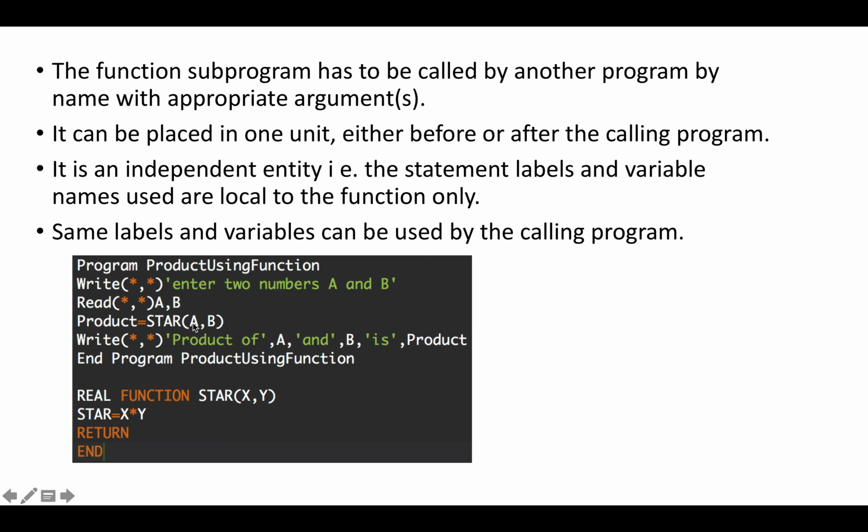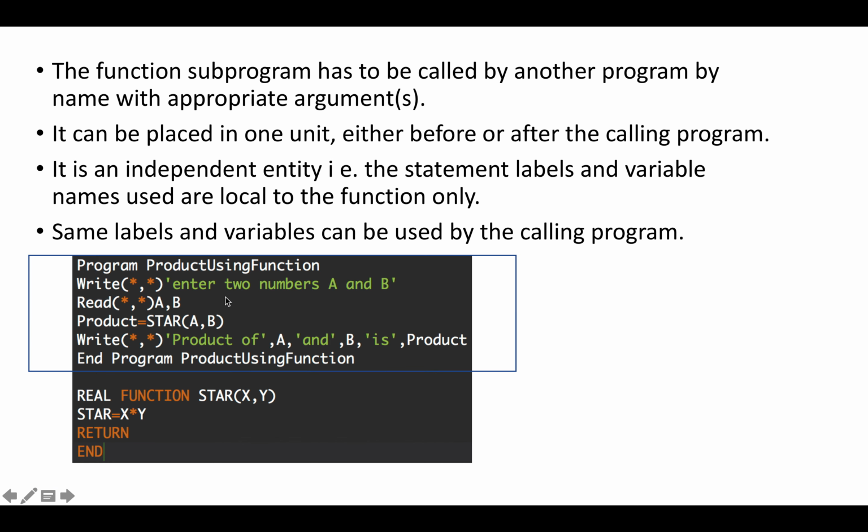I need the product of these two numbers from some function subprogram. Then simply write star comma star, product of a and b is, product, separated by comma. So this will print the product on the screen, and end program. So this is the end of main program. In this rectangular box there is the main program.